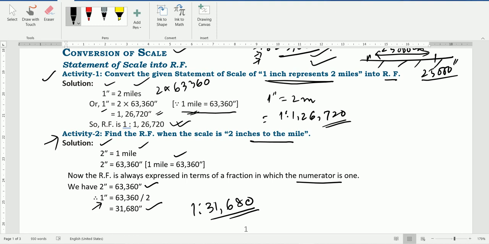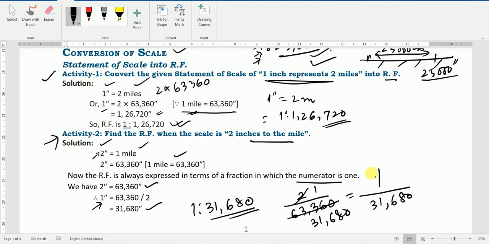Remember, in this case we have to divide, because here the numerator is 2. We need to convert this 2 to 1, and that is why we are dividing this value by 2. So in this way we get 1 by 31,680, or 1 is to 31,680. So this is the RF.